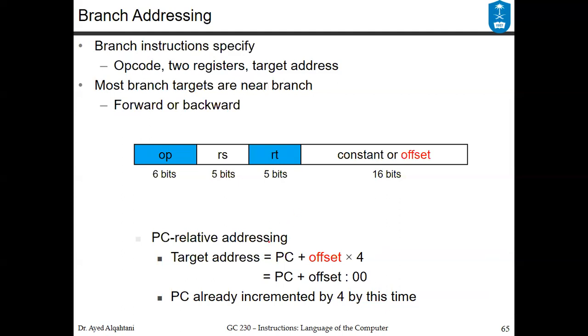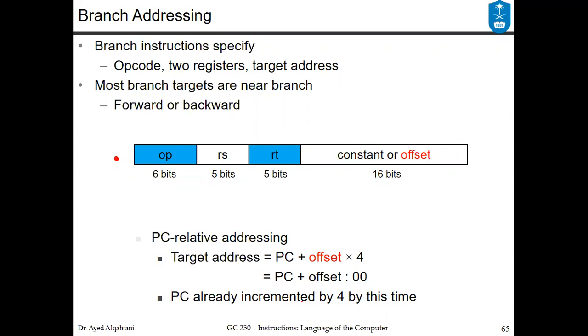We call the addressing here, or dealing with the offset, PC-relative addressing, meaning the target address is related to the program counter. So you say it's the program counter plus this offset times 4. Notice that the program counter at that point, when you are executing this instruction, is already incremented by 4.